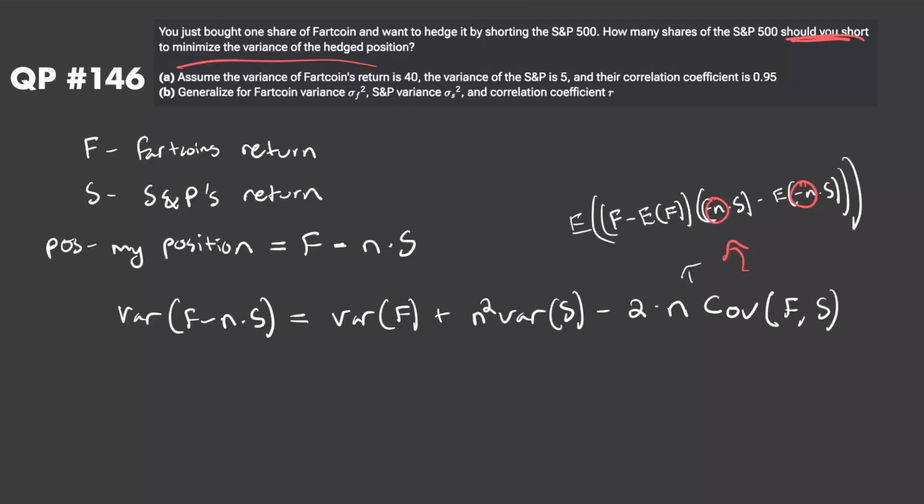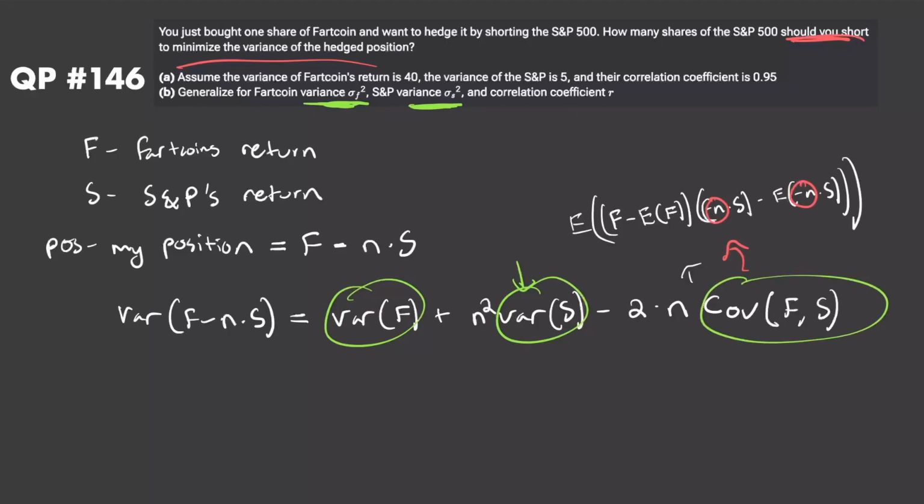Now the three values that we were given are the Fartcoin variance and the S&P variance, which are this one and this one. We're given these two terms right here, and we were given their correlation coefficient, which is not exactly this term, but it's related. So how is it related? Well, R is just equal to the covariance of F with S divided by the standard deviation of F.